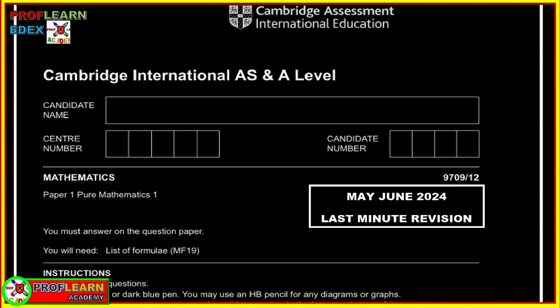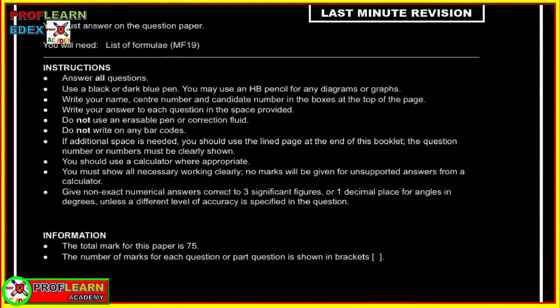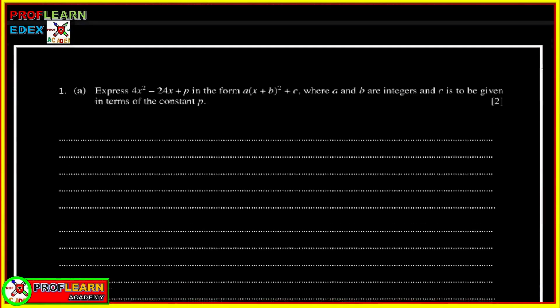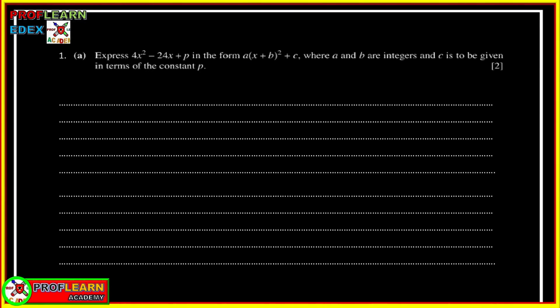And the first topic here is coming from discriminant, and I believe you've done such a topic before. You may be given a question that looks like this, whereby you are told to express 4x squared minus 24x plus p in the form a(x plus b) squared plus c, where a, b and c are integers, and c is to be given in terms of the constant p.